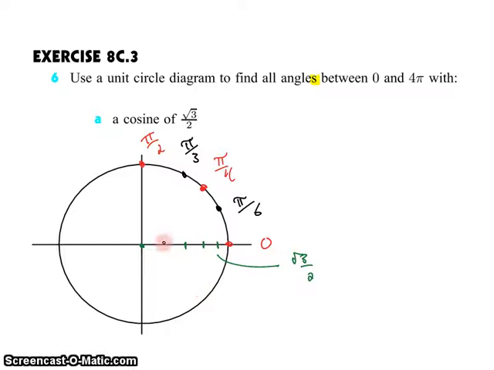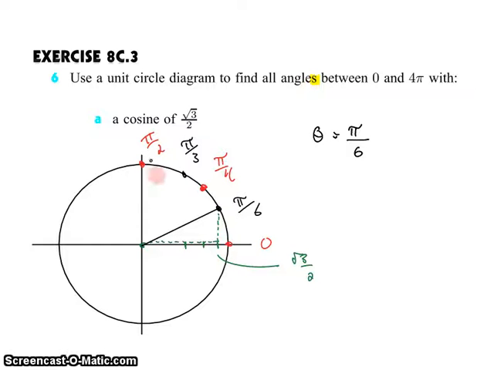We're looking for the angle that has this horizontal component. Well, it's pi on 6. So the angle could be pi on 6. But as we already know, there's more than one solution.